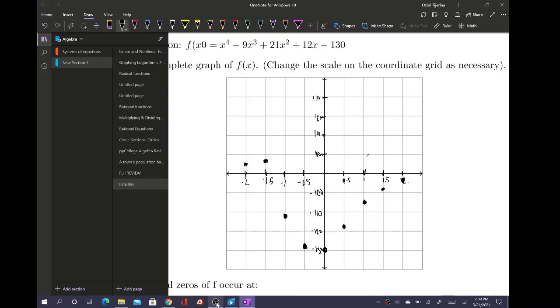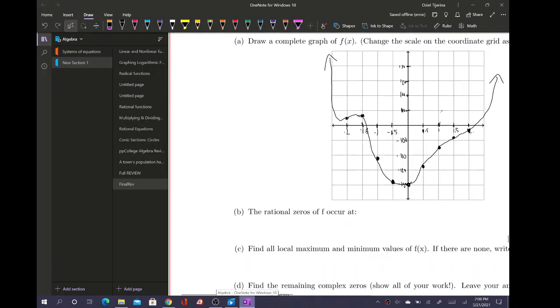So it looks kind of weird, basically because it's very zoomed in. It looks like this, and then it's like that. So it looks a little bit weird, but that's how it looks.